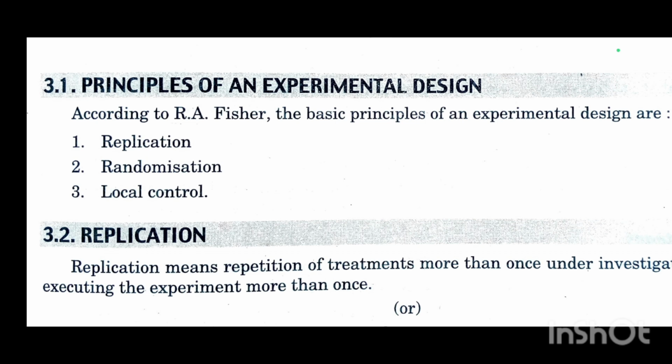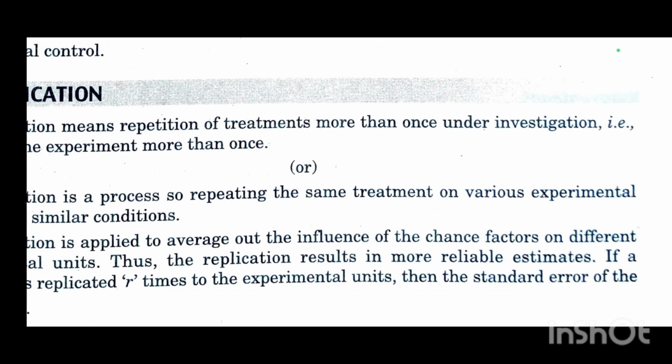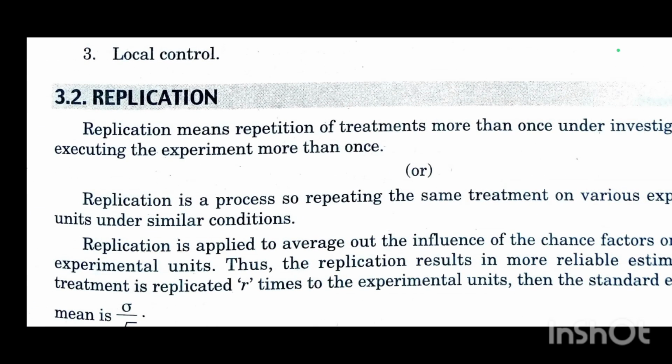Next, very important: principles of an experimental design. These are the three very important principles which were given by R.A. Fisher: replication, randomization, local control. So what is replication? The repetition of an experiment. Replication means a repetition of treatments more than once under investigation, executing the experiment more than once. Simply we can say that this is a replication.